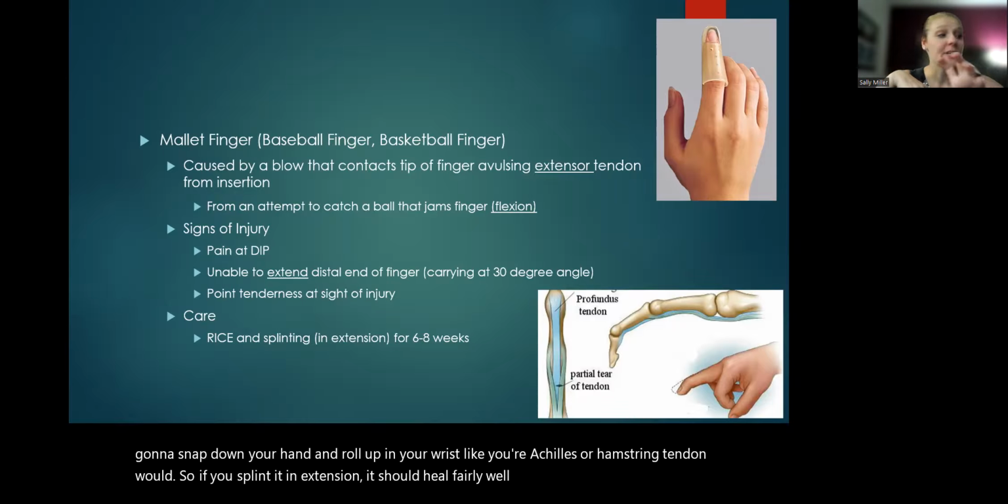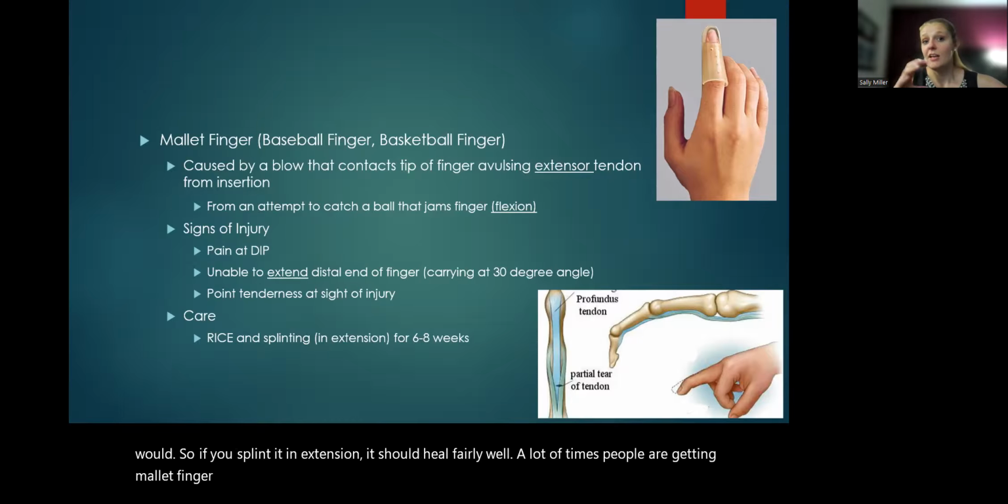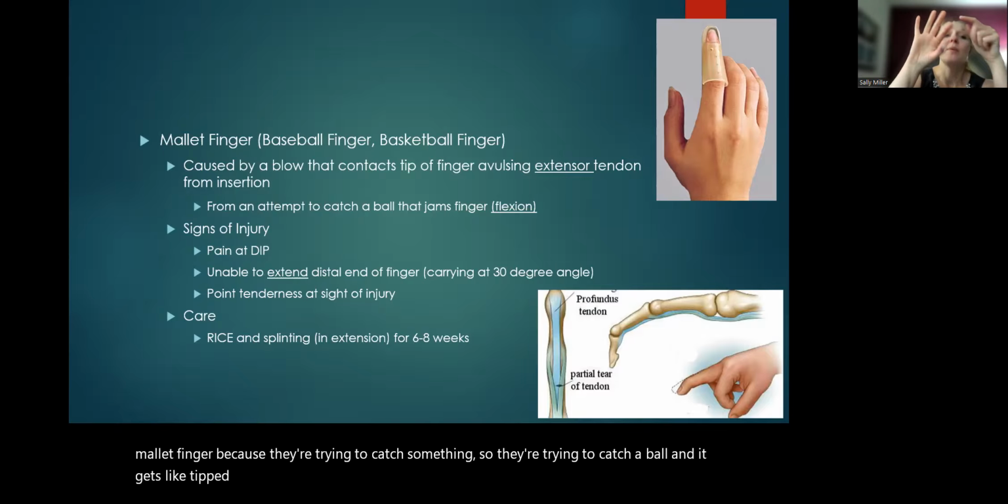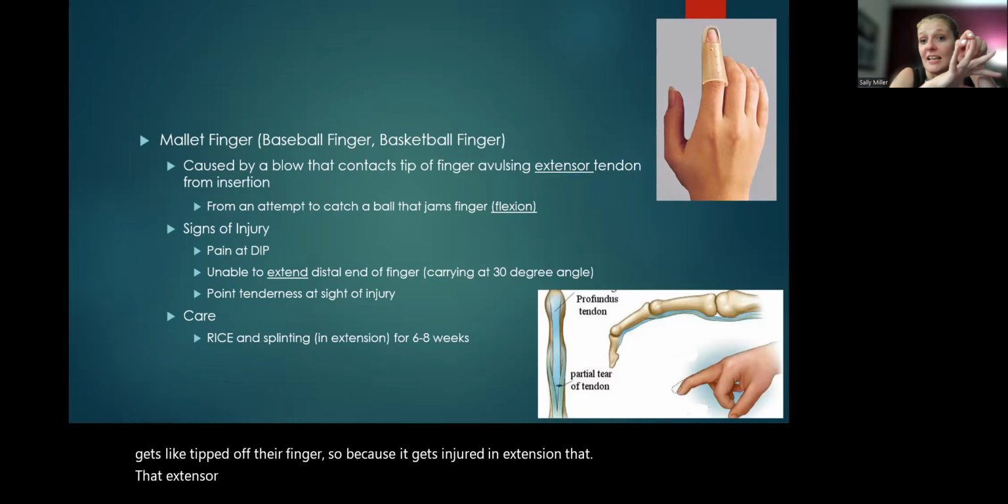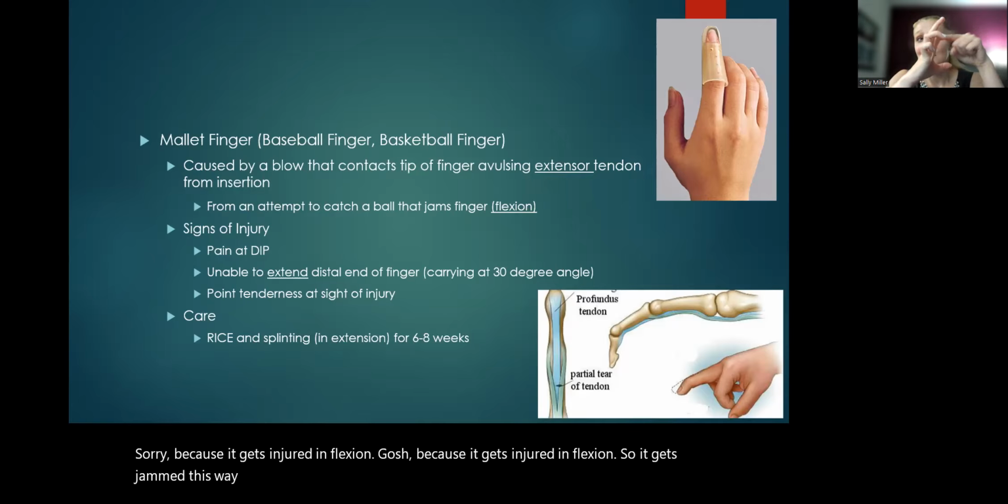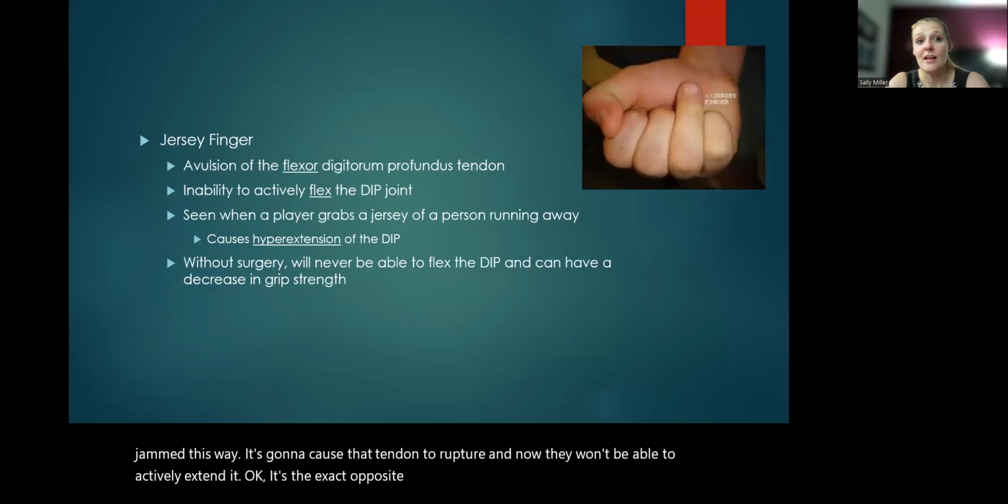A lot of times people are getting mallet finger because they're trying to catch something. So they're trying to catch a ball and it gets tipped off their finger. Because it gets injured in flexion, so it gets jammed this way, it's going to cause that extensor tendon to rupture, and now they won't be able to actively extend it, okay? It's the exact opposite of jersey finger.